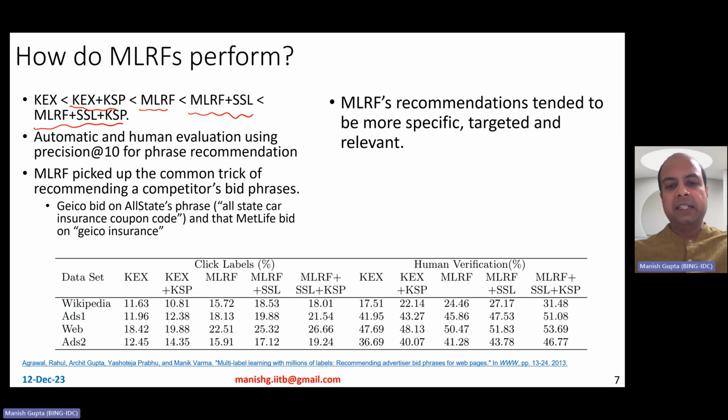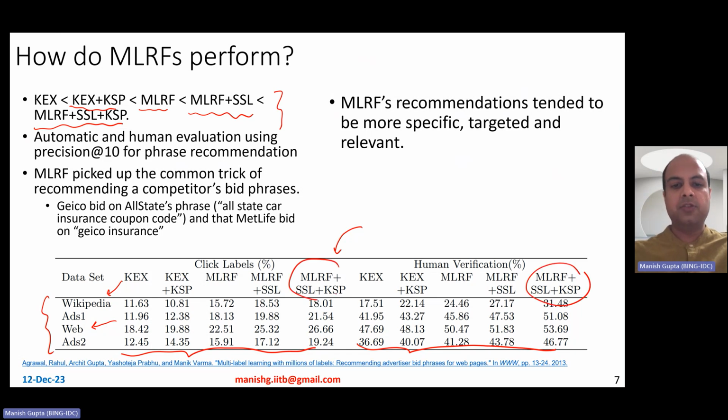Okay. Here are some results on automated and human evaluations. This is automated evaluation. This is human evaluation. These are four different data sets on which they evaluated. Some of them are ads data sets, some of them are web-based query document click data sets, and Wikipedia category data sets and Wikipedia title to category data sets and so on. What they observed is this trend, that MLRF plus SSL plus KSP leads to the best results. These are precision at 10 values, which are plotted in this table.